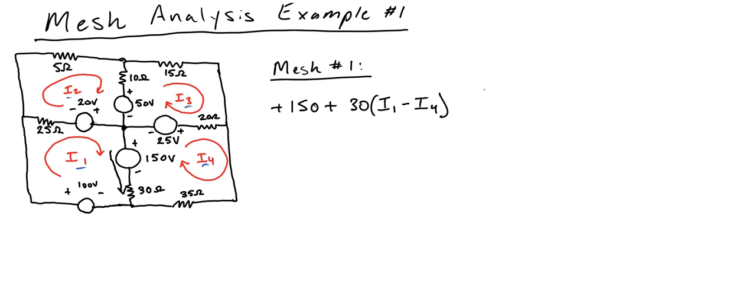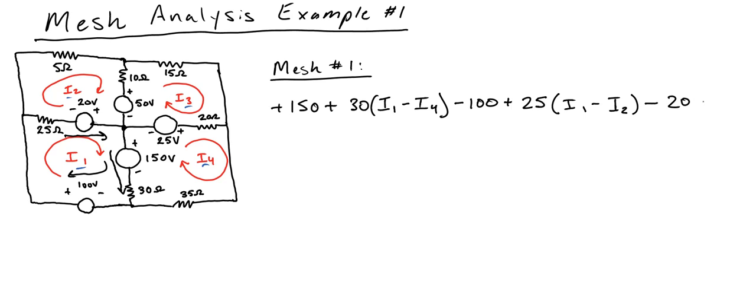So we're moving on to the 100 volt element. It's minus here, because we're coming around and going through the minus terminal. So we have minus 100. Then coming back around, we're at the 25 ohm resistor, so plus V equals IR. R is 25 times, this time, I1 minus I2. Okay, and finally we have the 20 volt source, so it's minus again because we're going through the negative terminal, going from minus to plus, so it's minus 20 volts. And remember, all of the voltages around a closed loop are going to equal 0 based on Kirchhoff's voltage law.